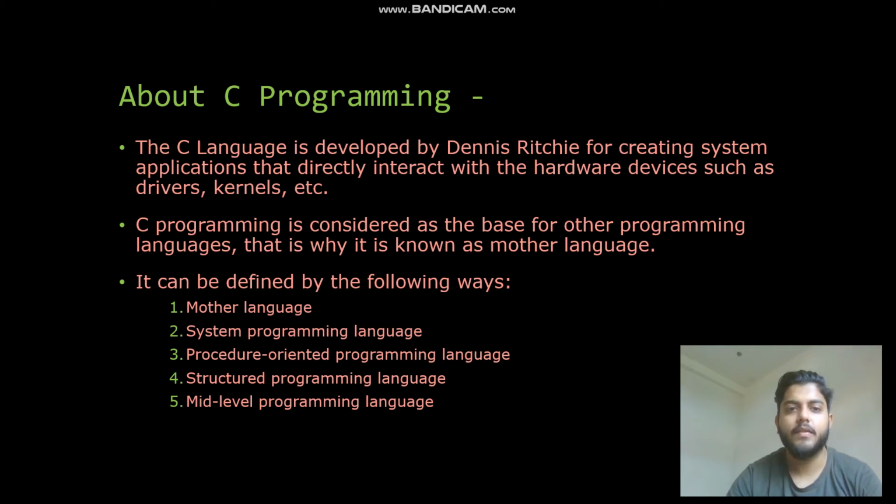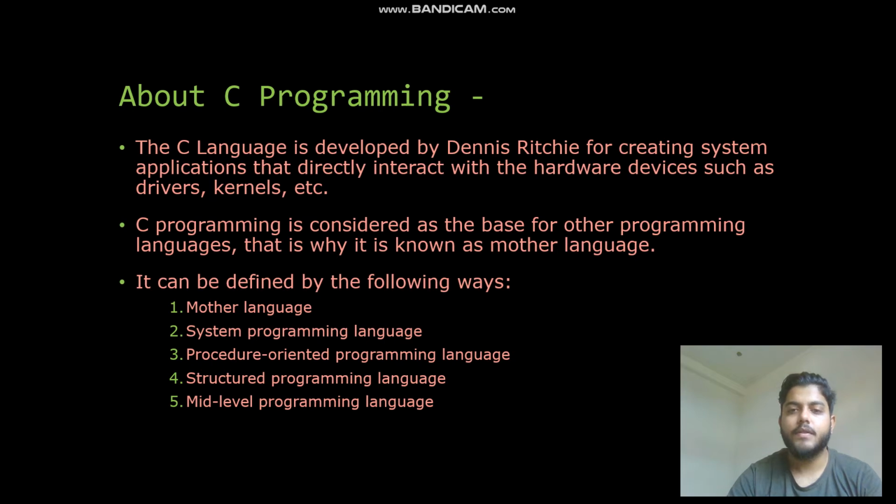C programming is also the same. C programming is considered the base of other programming languages. That's why it is known as the mother language, because this is the very first procedure oriented or systematic programming language that came into the picture when Dennis Ritchie launched this language after ALGOL and BASIC. Then it is the C programming language. It consists of some important features. The third point is that it can be defined in the following ways.